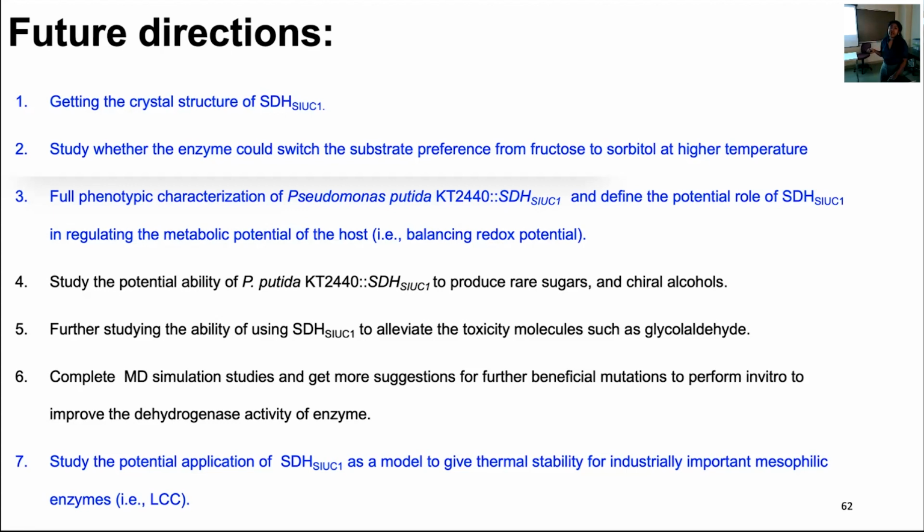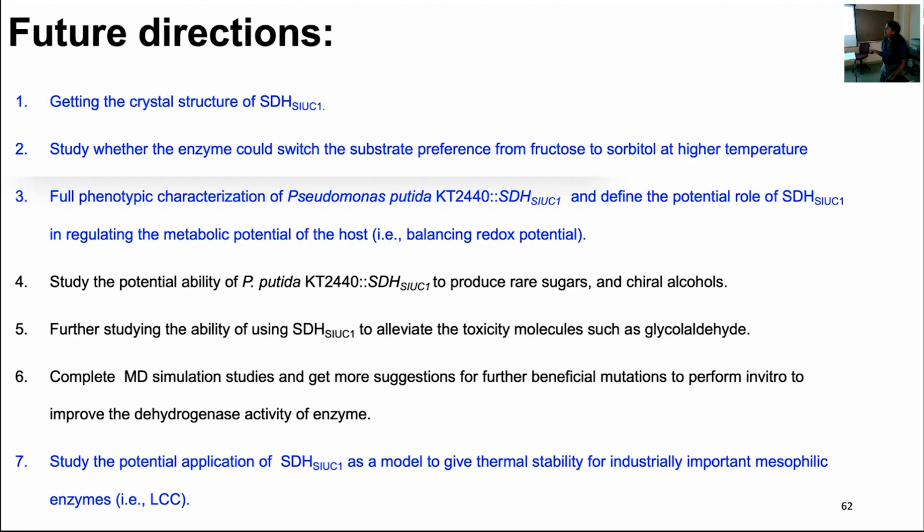And there would be potential applications of this strain in rare sugar production and chiral alcohol production that we plan to study in the future. And we also observed that this enzyme can react with glycolaldehyde, an aldehyde, which are toxic molecules. So we have to further study whether we can use this STH-SiUC1 for alleviating toxic molecules like these aldehydes.